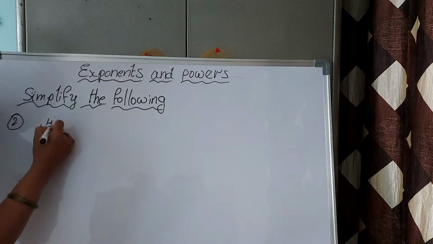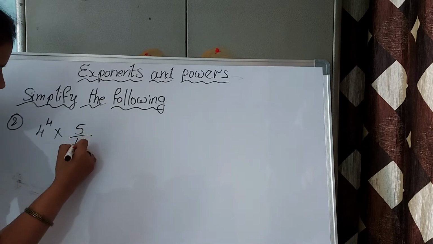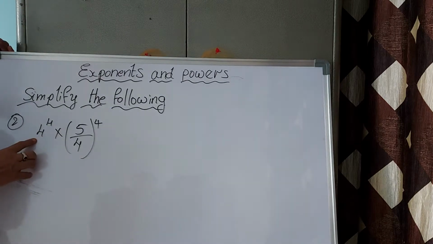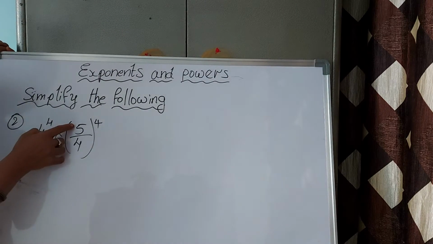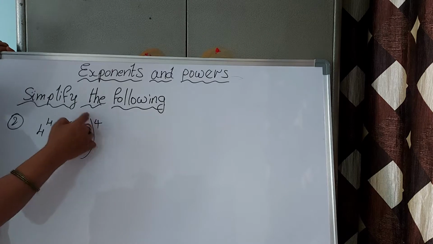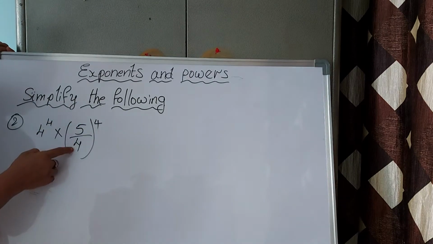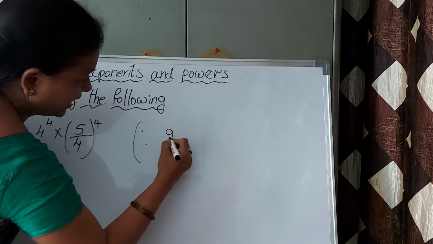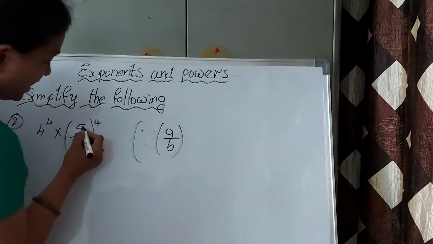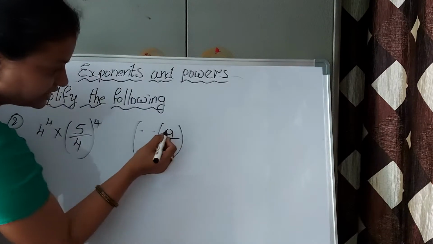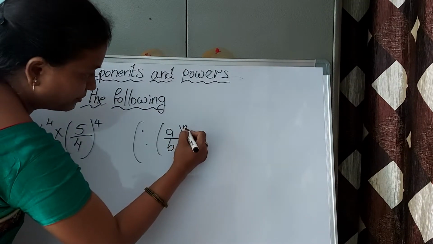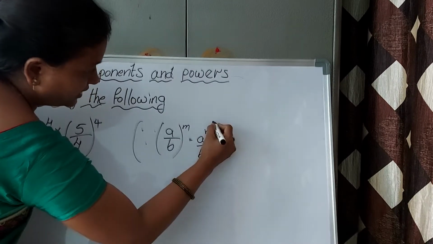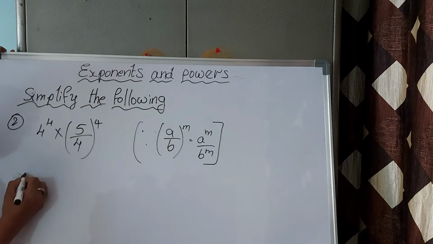4 power 4 into (5/4) whole power 4. See here, this one we can't change. If you see this one, (5/4) whole power 4, this is in which formula? (a/b) whole power m. Here a is different, b is different. You have to think that (a/b) whole power m is equal to a power m by b power m. This one we have to write here.